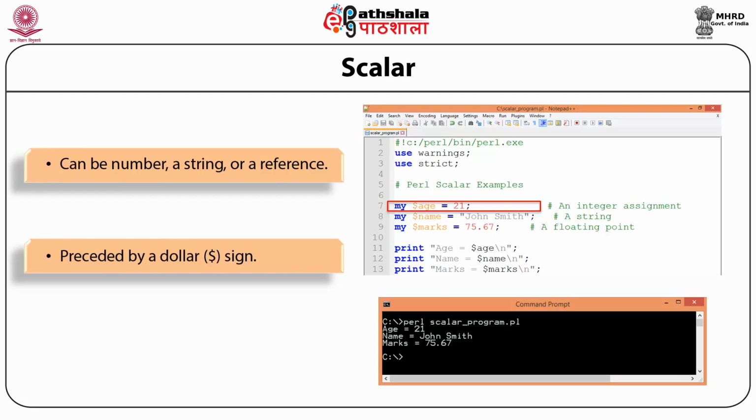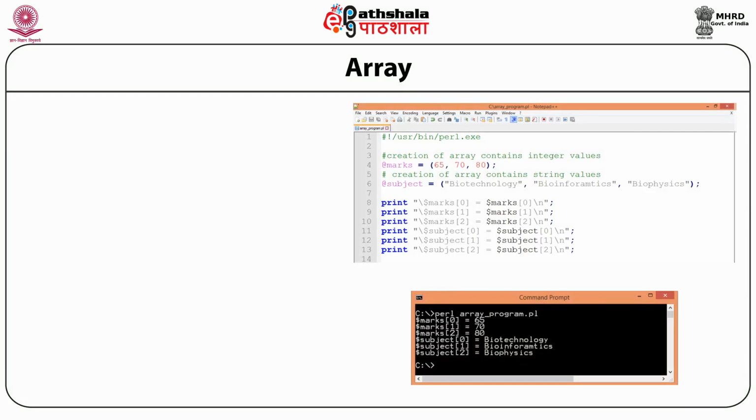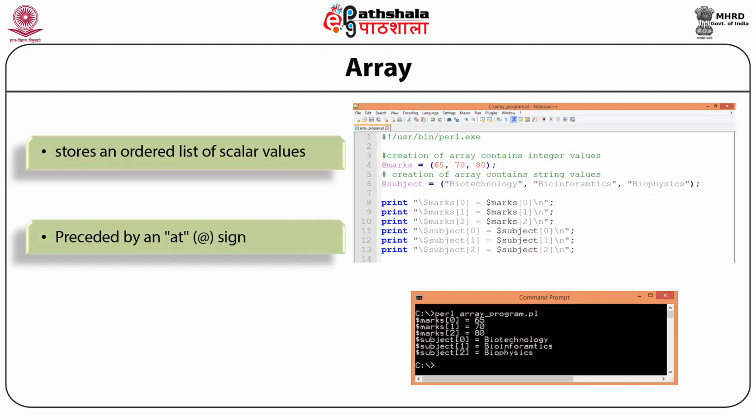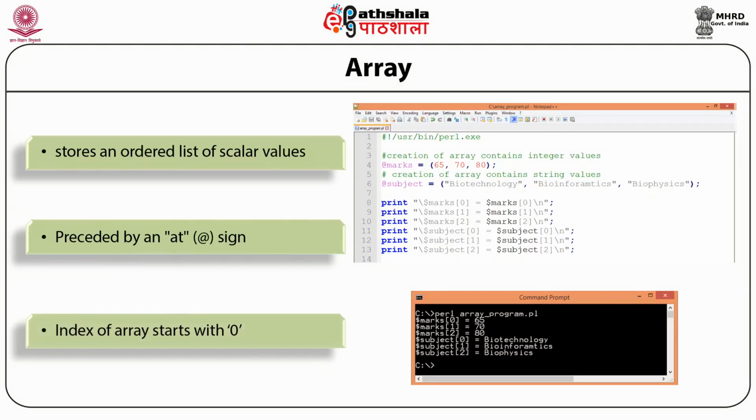An array is a variable that stores an ordered list of scalar values. Array variables are preceded by an @ sign. To refer to a single element of an array, we need to use the $ sign with the variable name followed by the index of the element in square brackets. Here, two arrays have been created. First, array with integer literals or values, and second, string literals or values. Both arrays have similar number of elements, that is 3. So indexing will be 0, 1, and 2.